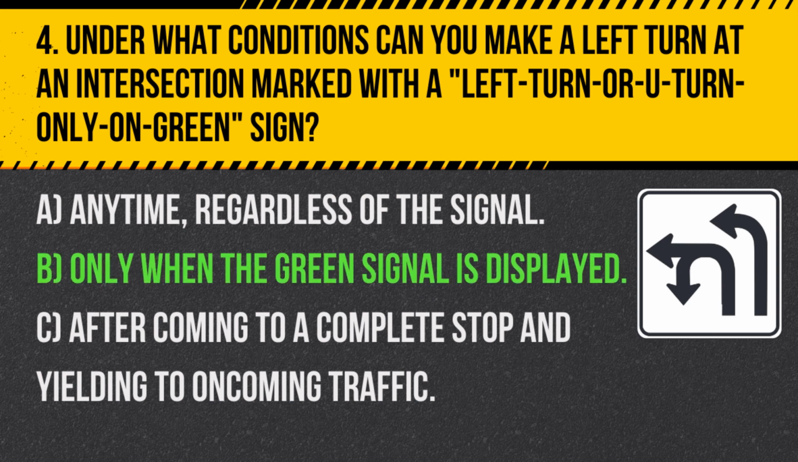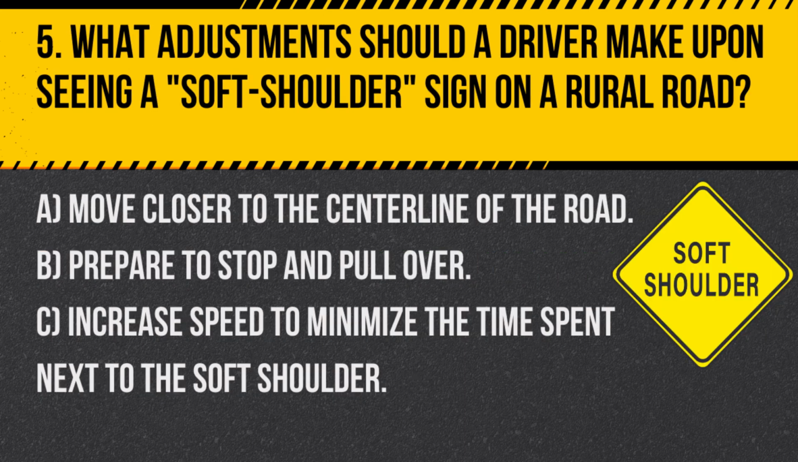Answer. B. Only when the green signal is displayed. This sign specifies that left turns or U-turns are permitted solely on a green signal, ensuring the maneuver is made safely. Question 5. What adjustments should a driver make upon seeing a soft shoulder sign on a rural road?